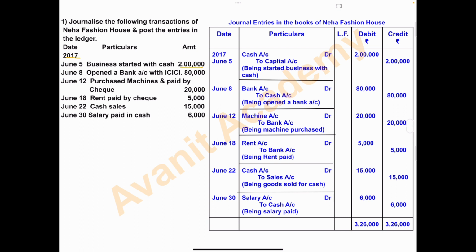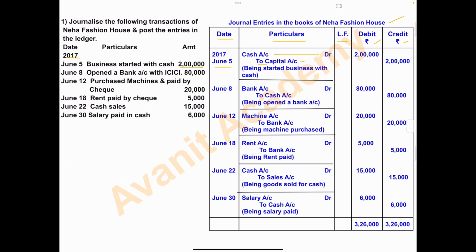So we'll pass the journal entry. First write the heading Journal Entries in the Books of Neha Fashion House. And the columns are date, particulars, LF, that is ledger folio, debit, credit. So we'll write the date here, 2017, June 5th. So the entry is cash account debited to capital account. So the account which is debited we have to take first, and the account which is credited we have to write in next line with the prefix word to. Cash account debtor to capital account.